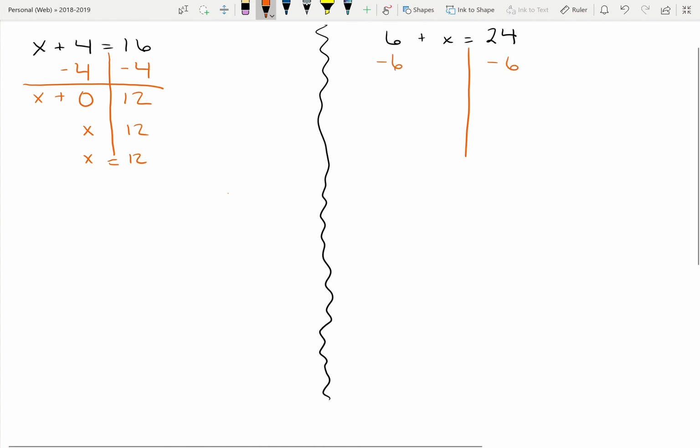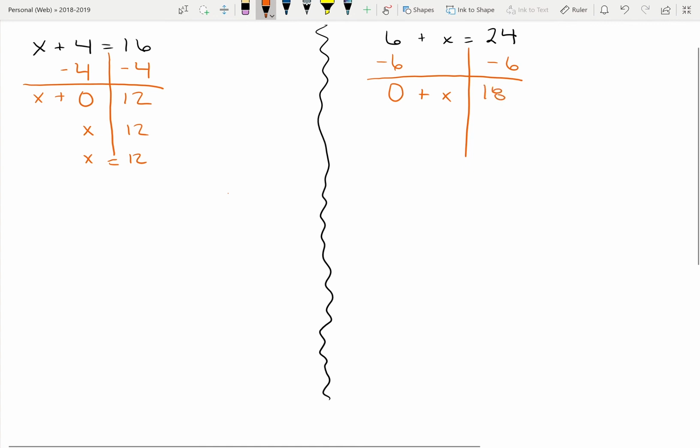And notice how I am writing those directly below their opposites. And in the case of 24, I'm writing your additive inverse of negative 6 right below the 24. Okay. Now, let's take a look at your left-hand side. 6 minus 6 leaves us with 0. Again, bring down your plus sign, bring down your x. Then on the right-hand side, we have 24 minus 6, which leaves us with 18.